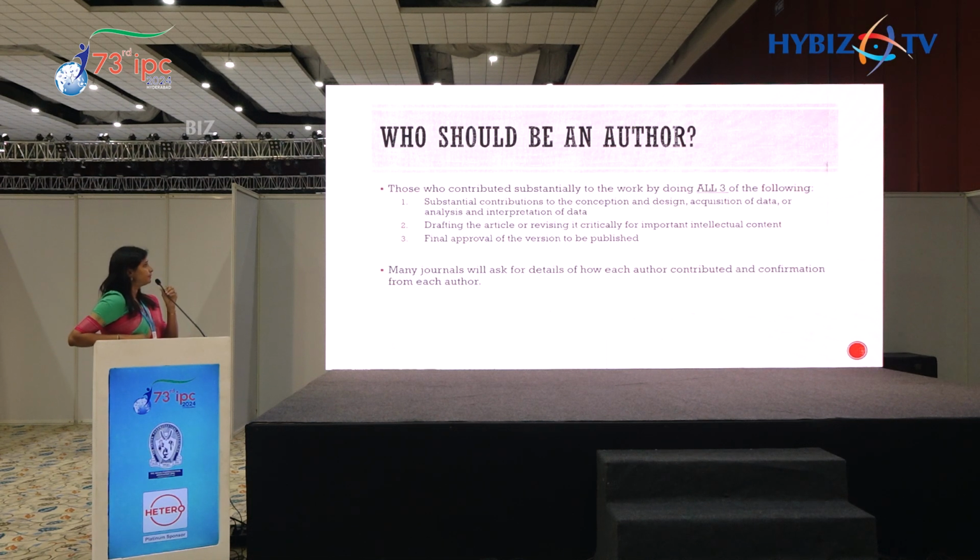Who should be an author? An author is someone who contributed substantially to the work by doing all three of the following. Must be all three. He or she must have contributed to the conception, design, acquisition of the data, or analysis and interpretation of the data, i.e. the person who was involved in designing and conducting the study, drafting the article, and final approval of the version to be published. So that is the person who is eligible to be the author.